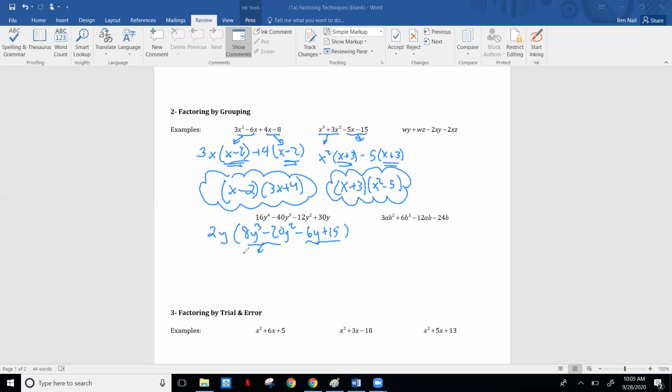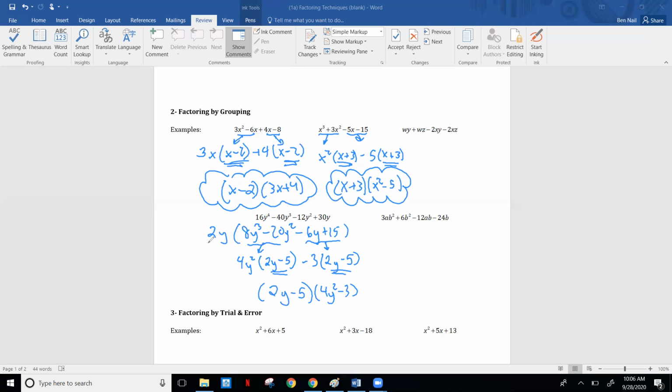Now, looking at what we have left, we can again factor by grouping. If we look at this first group, we can factor out a 4y squared, which would leave me with 2y minus 5. If we look at this second group, that negative 6y plus 15, we can factor out a negative 3. Negative 6y divided by negative 3 would give us a positive 2y. 15 divided by negative 3 is a negative 5. And again, now you can see that greatest common factor of 2y minus 5. If we factor that out, that leaves us with 4y squared minus 3.